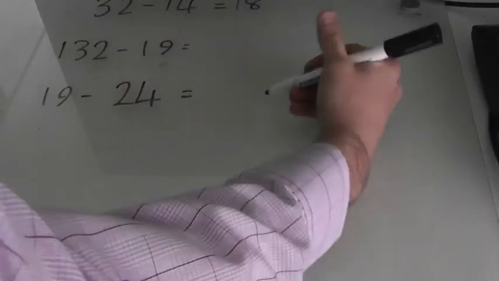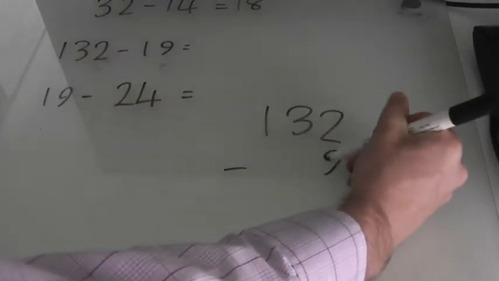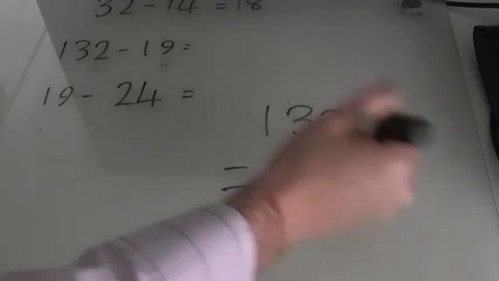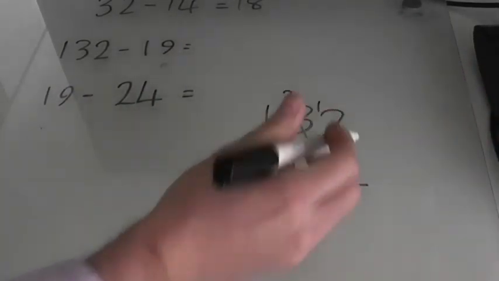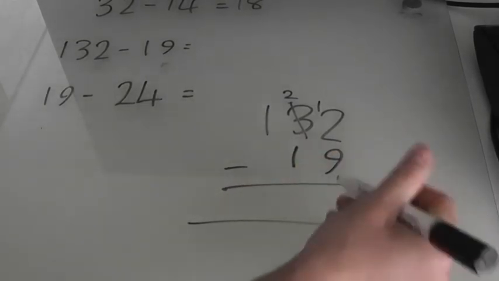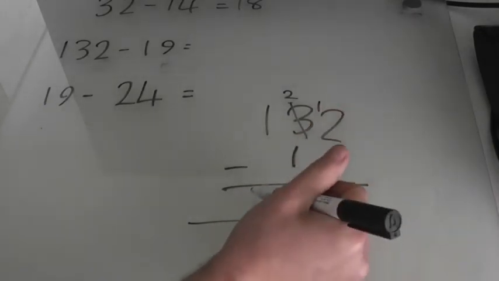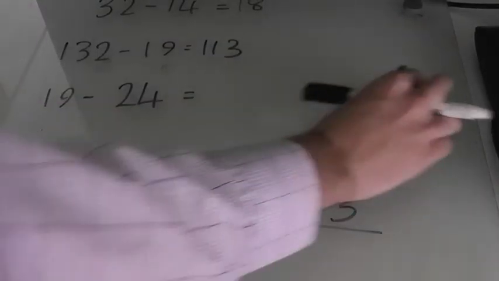Next one, 132 take away 19. Look, I make sure my 1s are in the 1s column, 10s are in the 10s column. Can we do 2 take away 9? No we can't. So we need to borrow 10. 12 take away 9, which will give us 3. 2 take away 1 equals 1. 1 take away nothing equals 1. So our answer is 113.